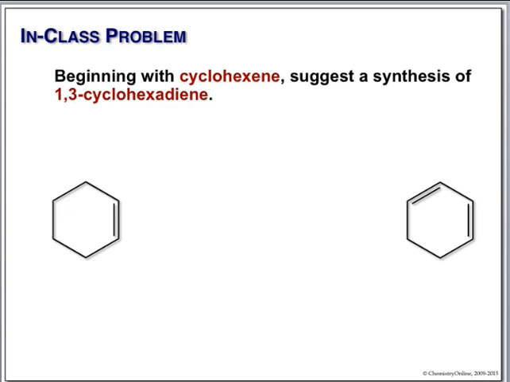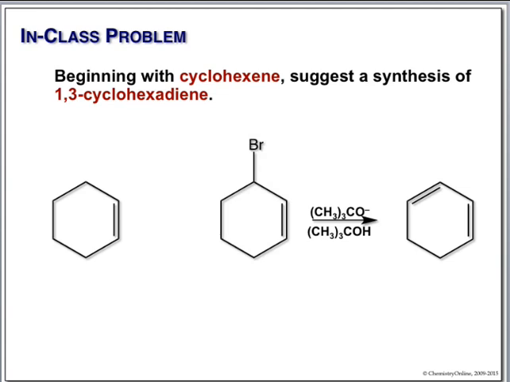Therefore, what we want for a leaving group: potassium tert-butoxide and tert-butanol, that's our reaction conditions. Our leaving group here, let's just do a bromine. That'll work. So now you sit back and you say to yourself, my gosh, I did it. If I had 3-bromocyclohexene, I could throw in tert-butoxide and make the diene. Right? Your second problem now is how do you convert cyclohexene into 3-bromocyclohexene?